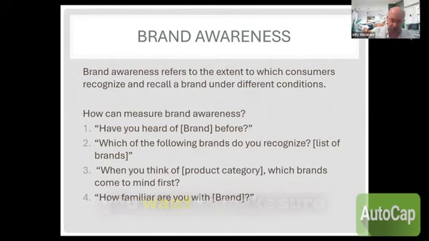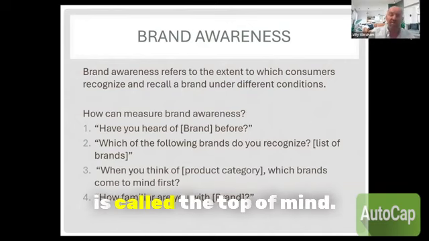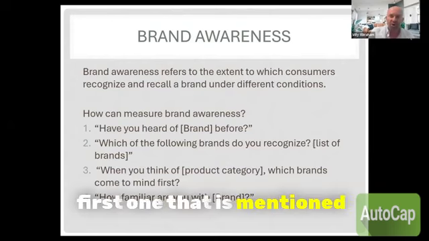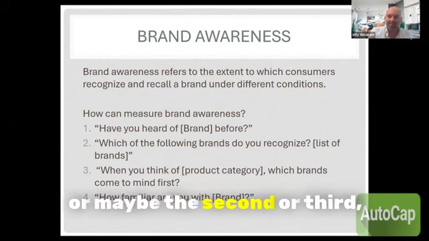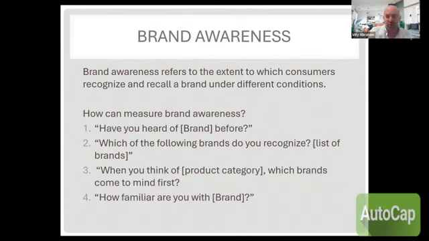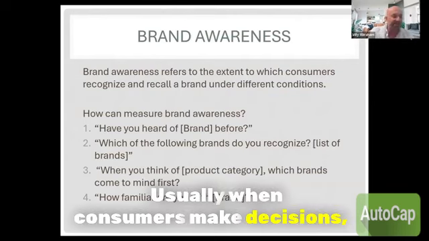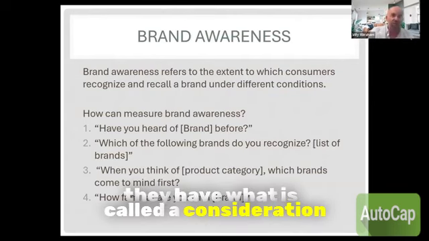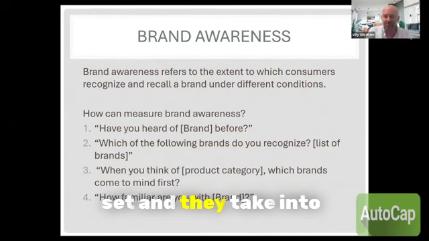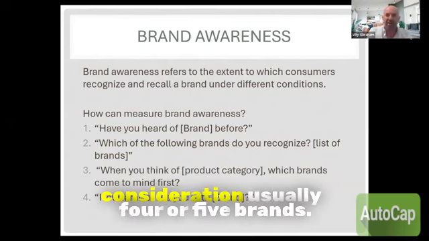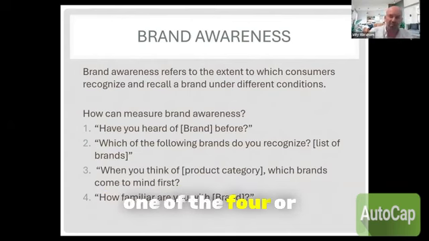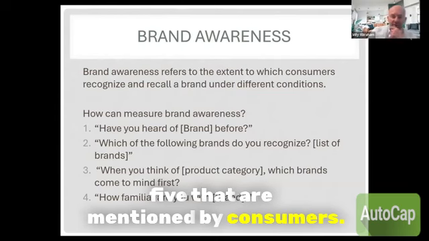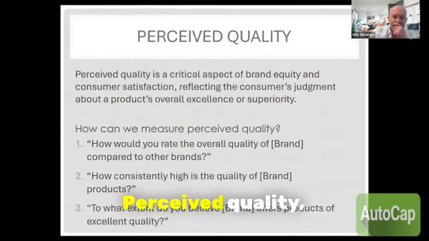All right, you want to make sure that you are what is called the top of mind. You want to be the first one that is mentioned, or maybe the second or third, but certainly not the 10th one. Usually when consumers make decisions, they have what is called a consideration set. And they take into consideration usually 4 or 5 brands. So you want to be one of the 4 or 5 that are mentioned by consumers.